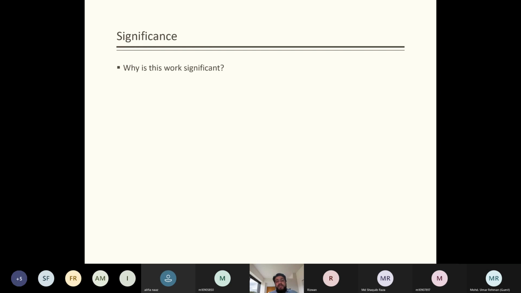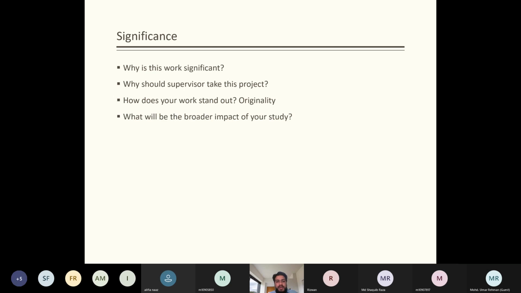So it should be significant, and it should be much more significant on a bigger scale. What you are trying to write in this section is why this work is significant, and trying to justify that this supervisor should work on this project. This is something that needs to be answered, that needs to be tackled. How does your work stand out from others? What is the originality of this work? What will be the broader impact of your study?